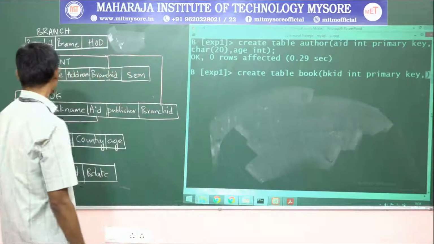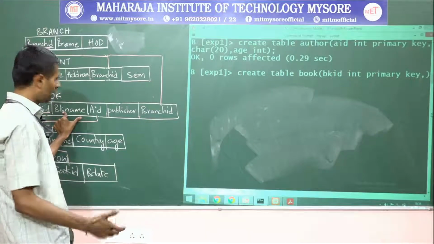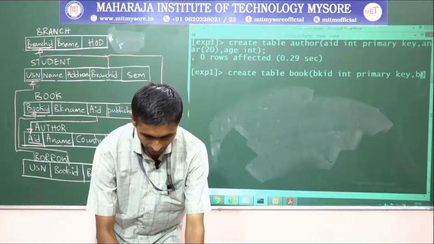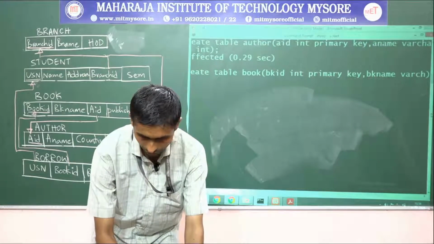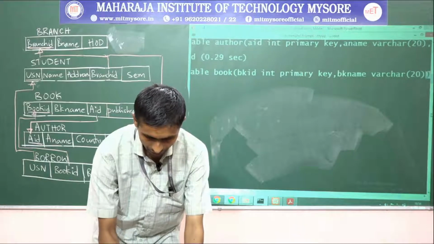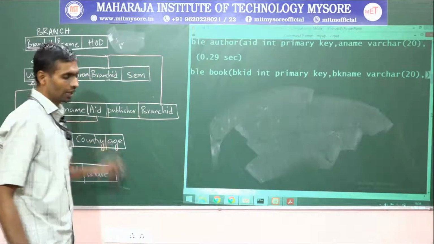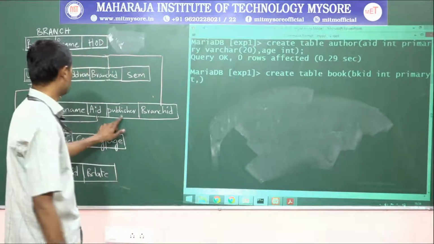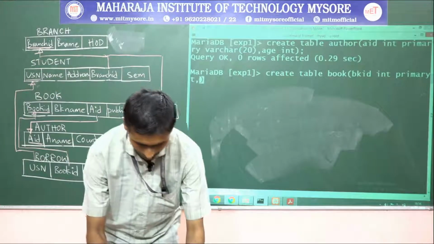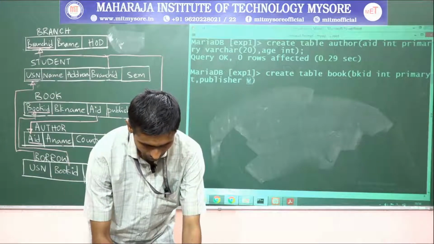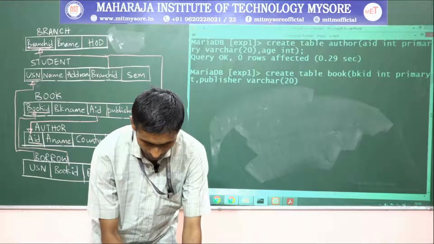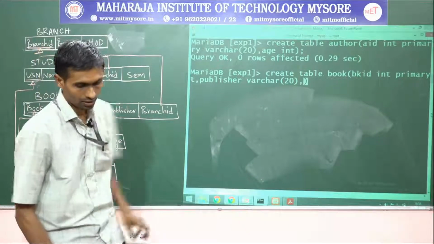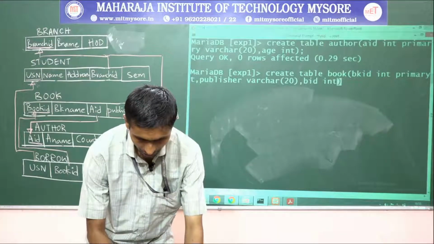What's the next step? BK ID primary key is over, then book name, author ID. Those things I want to have. Book name, I'll call it BK name. Fine. Varchar of some 20, a string, right? Done. Next, author ID, AID should be of integer type. Yes. Next, publisher, varchar. Next, branch ID. Oh, branch, again a foreign key, right? So we can make BID int.